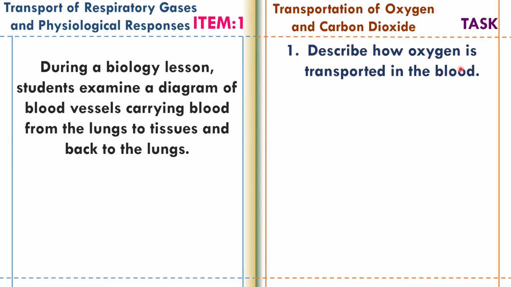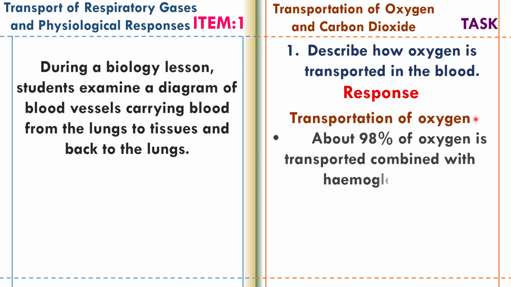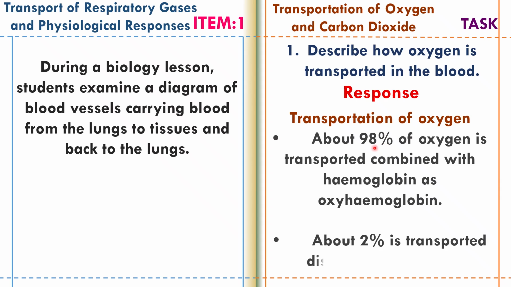Describe how oxygen is transported in the blood. Transportation of oxygen. About 98% of oxygen is transported combined with hemoglobin as oxyhemoglobin. About 2% is transported dissolved in plasma.